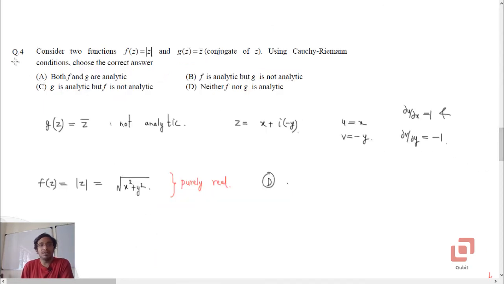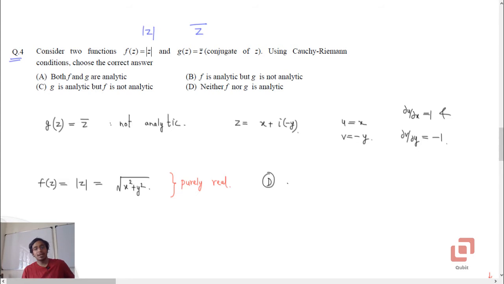Question number 4 is based on complex differentiation, and I would say that if you are already good at complex differentiation, meaning if you already know what functions are analytic and which functions are not analytic, you can actually just read the question and mark the options. Consider two functions f of z equal to mod z and g of z equal to z bar, or conjugate of z. Using Cauchy-Riemann conditions, choose the correct answer. A, both are analytic. B, f is analytic but g is not. C, g is analytic but f is not. And D, none of them.